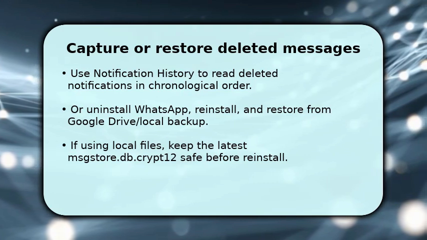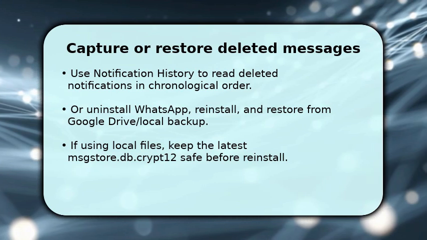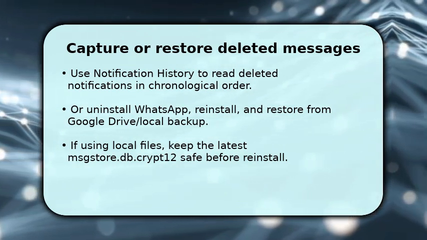Next, decide the route: notification history or backup restore. If notifications were enabled, open the History app and filter by WhatsApp. You'll see message text that arrived before deletion.